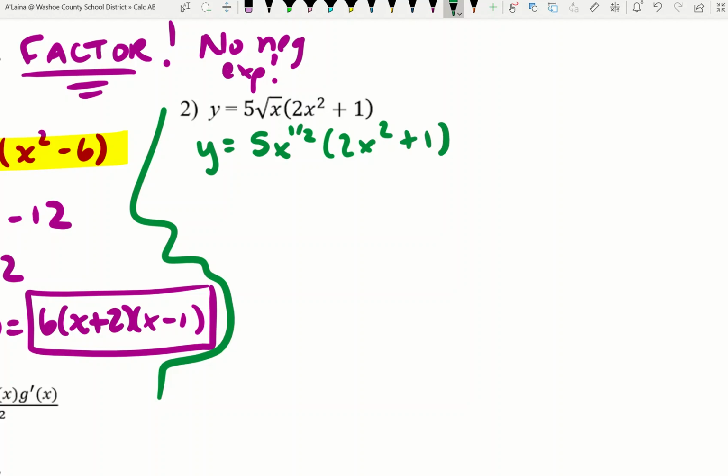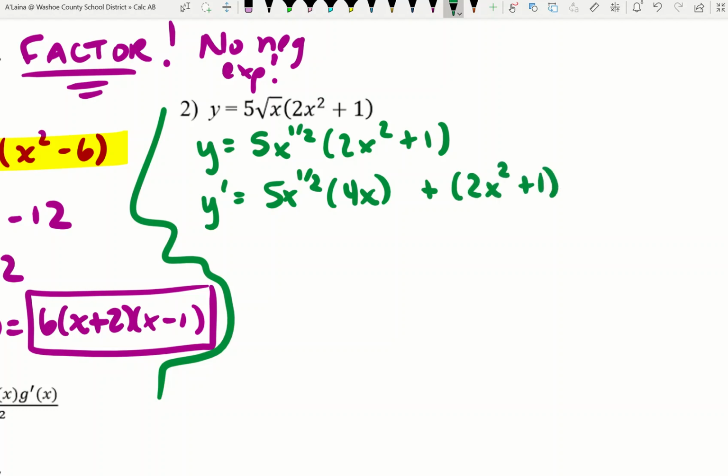Okay, I'm going to start by using the product rule. So I'll take the first expression times the derivative of the second plus the second expression times the derivative of the first. Now I have to do power rule here, so this would become 5/2 times x to the power of negative 1/2.